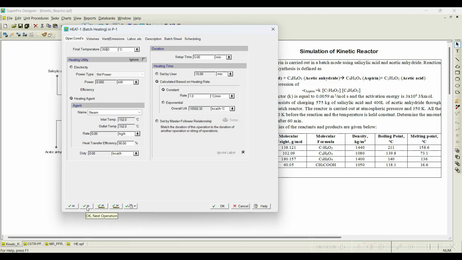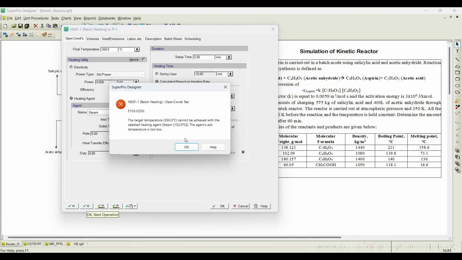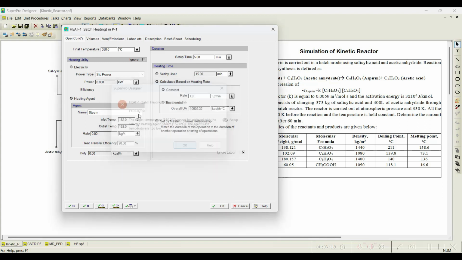Nothing is specified in the problem statement. We just go with the default values, and it is telling target temperature 350 degree centigrade. It is not 350 degree centigrade, it is Kelvin. So we will just choose Kelvin, and then we add 350 Kelvin.